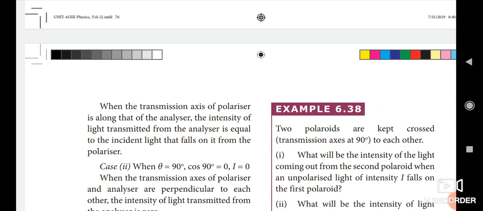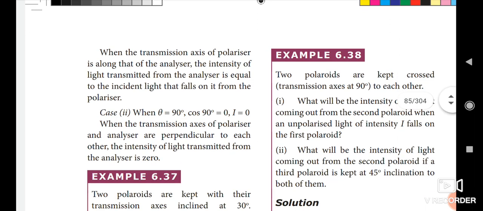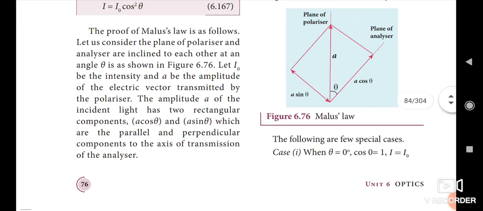In the second case, the theta value is 90 degrees. If theta is 90 degrees, we need cos 90. What is the value of cos 90? 0. So the intensity I is equal to 0. In this case, when the transmission axes of the polarizer and analyzer are perpendicular to each other, the intensity of light transmitted from the analyzer is 0. Have you understood? This is a very important 3 mark question, Malus law.